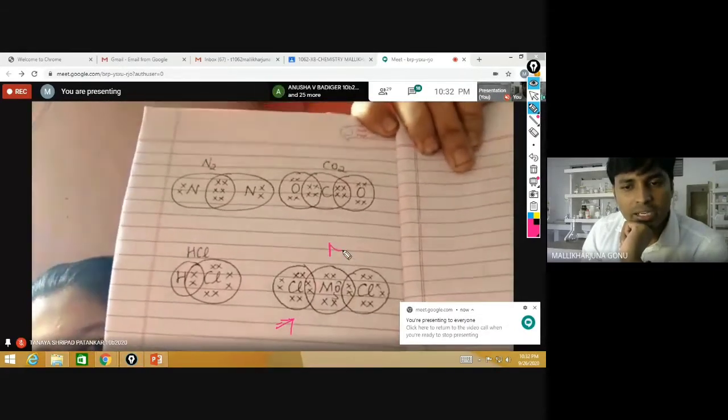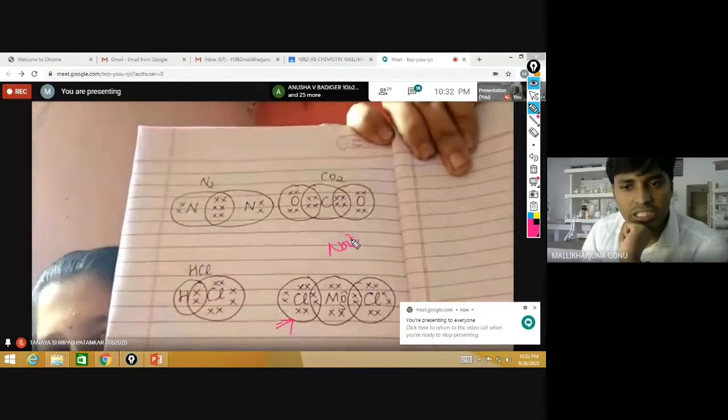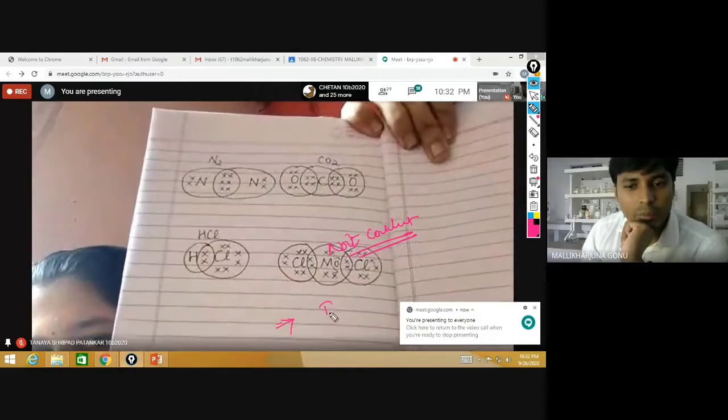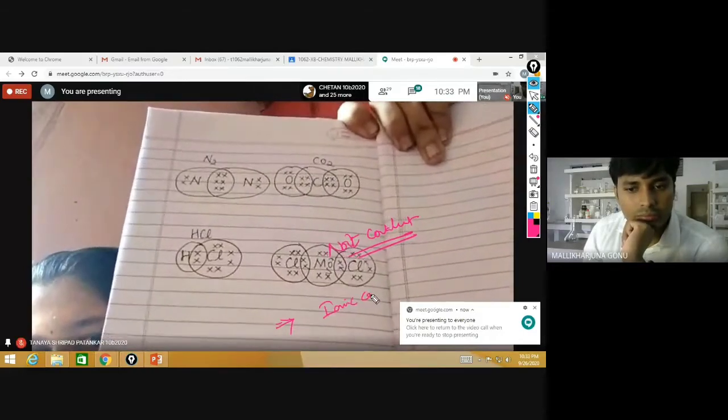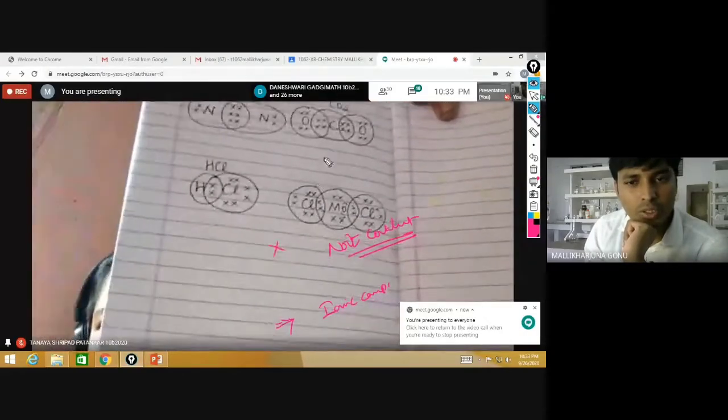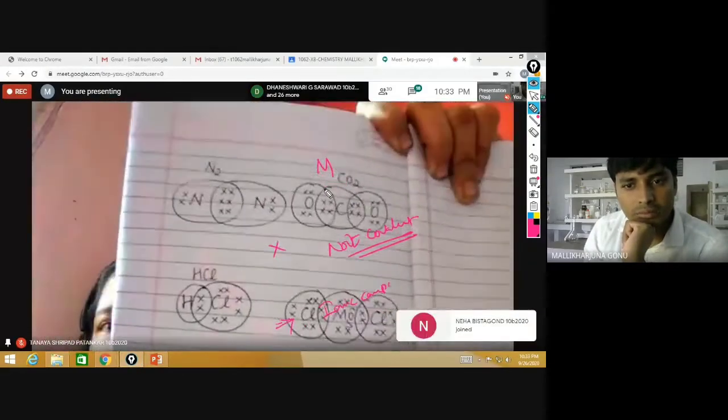Because this is not a covalent compound. This is not a covalent compound, okay? This is an ionic compound. Yes, sir. Ionic compound. How can you write dot structures? You should not mention this one. You have to show it like this.